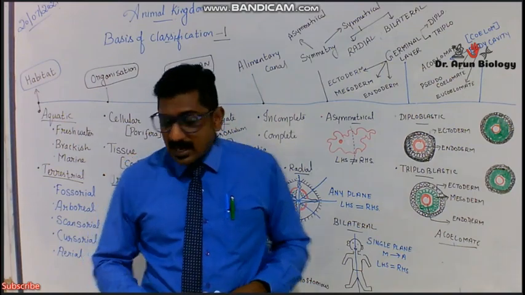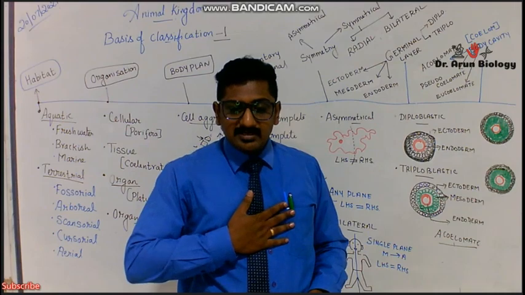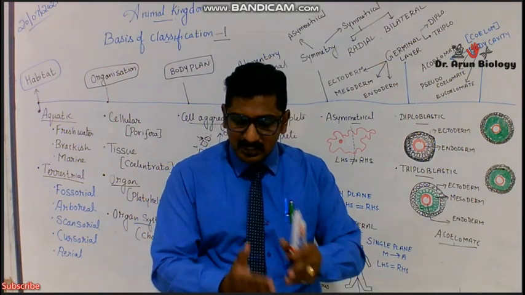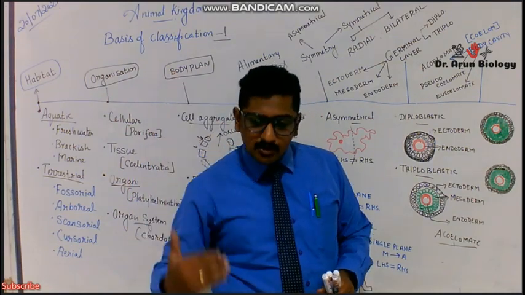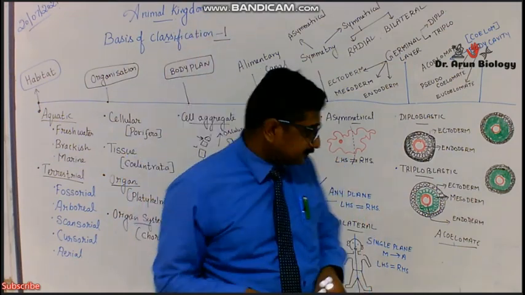If I am saying that platyhelminthes is dorso-ventrally flattened, it means a ribbon shaped structure. Anterior, posterior: the mouth is anterior, located at the top end.